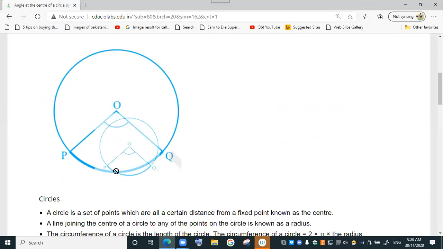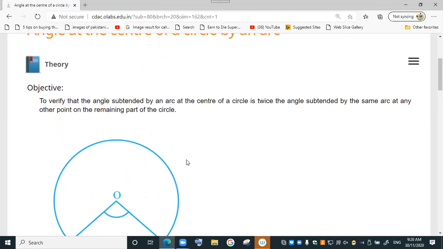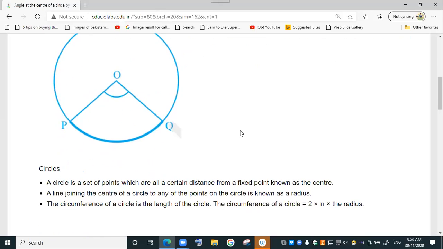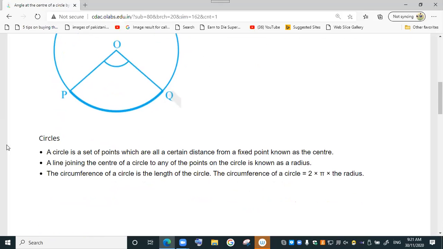This is the arc. You can see this is the arc making an angle POQ. Then the remaining part is the above part. Anywhere if we draw the angle like this, that will be half of this, or this will be double of that one. That theorem we have done already. I'll show you those results also. Let me explain it.